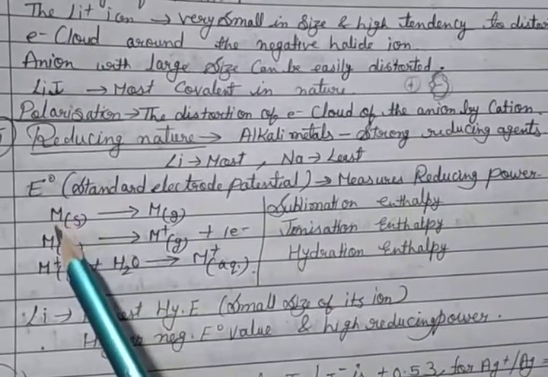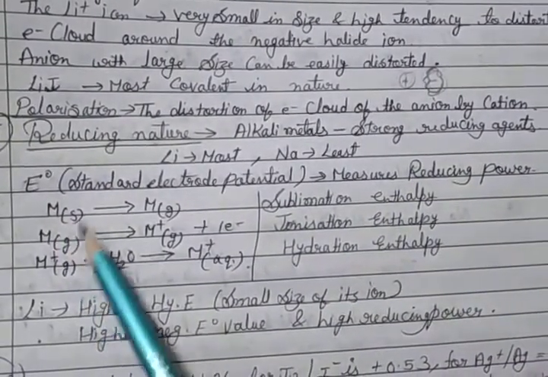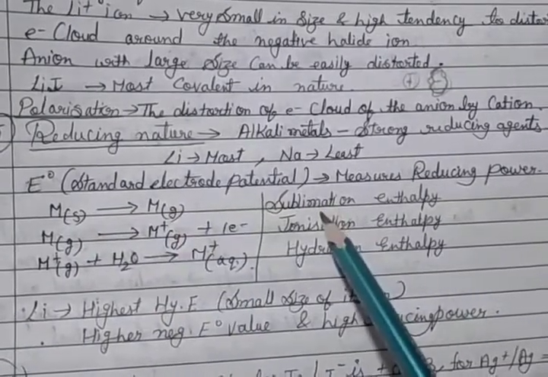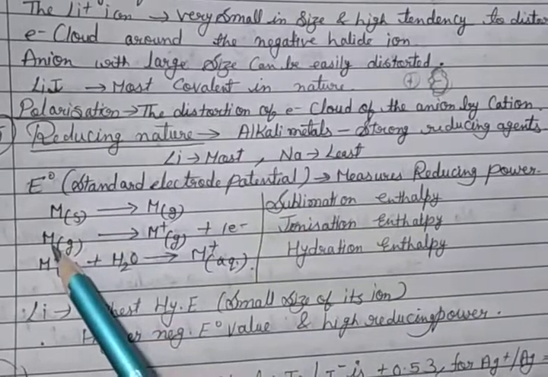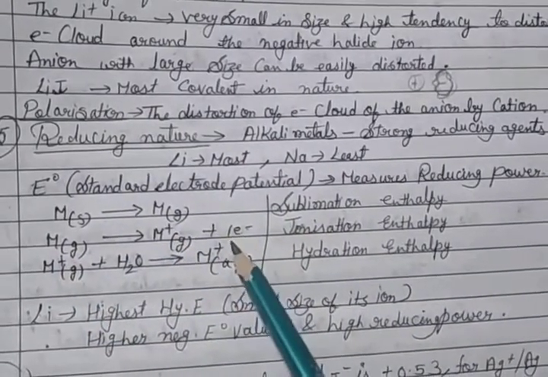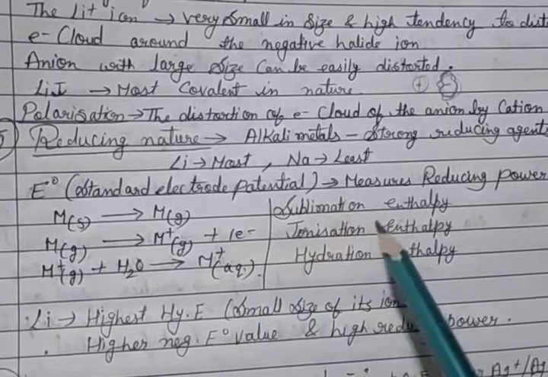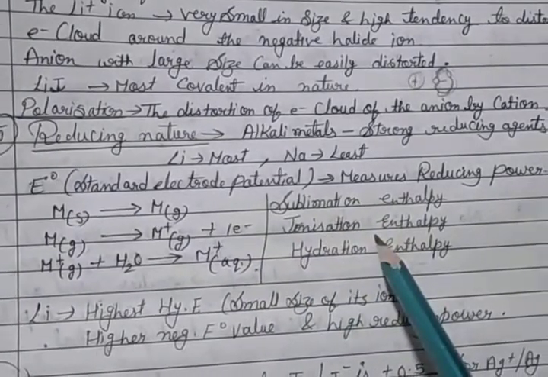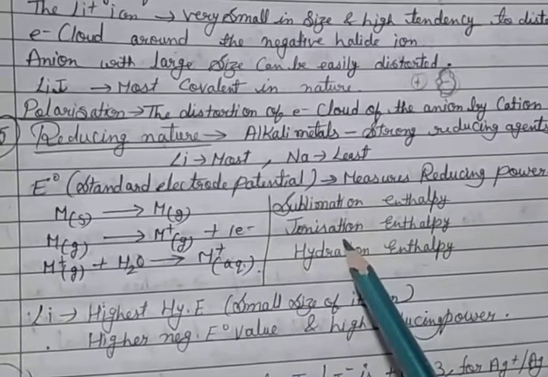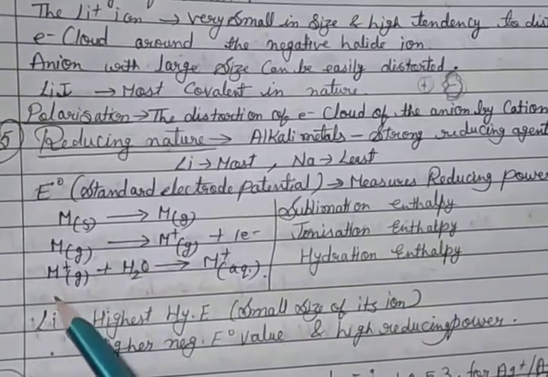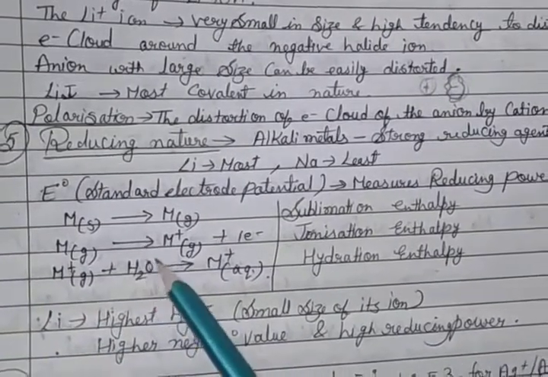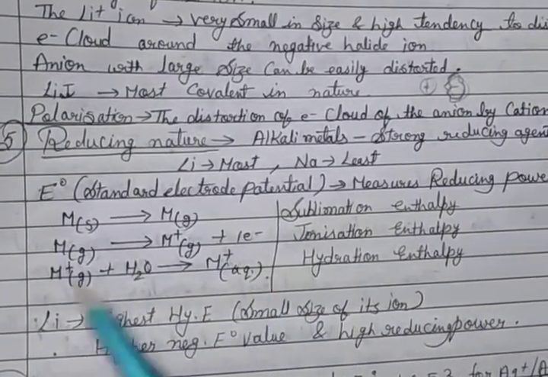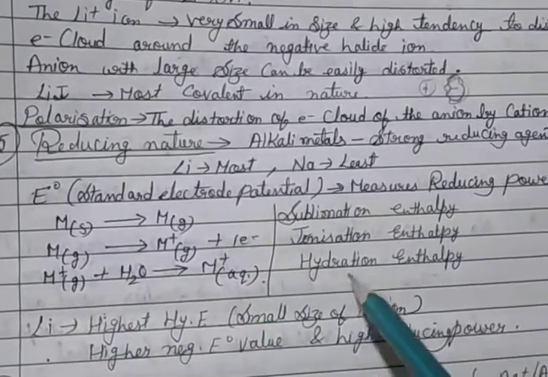See, the alkali metal in solid form converts into the gas. This enthalpy is the sublimation enthalpy. Then the gaseous alkali metal converts into the ion by loss of an electron, so the ionization enthalpy is used, as removal of the electron requires ionization enthalpy. Then this metal ion M plus reacts with water to form M plus aqueous. Gaseous converts into aqueous, and this enthalpy is known as hydration enthalpy.